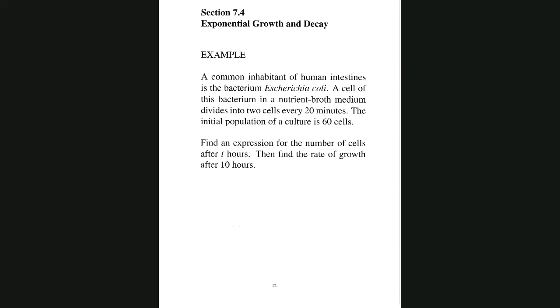Now, if we want to find an expression for the number of cells after t hours, we could call that population P of t, or we could call the population y of t. We're going to call it y of t. So let's go to the next page and look at the solution.